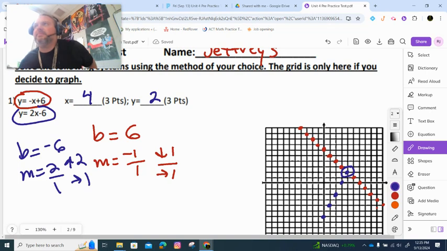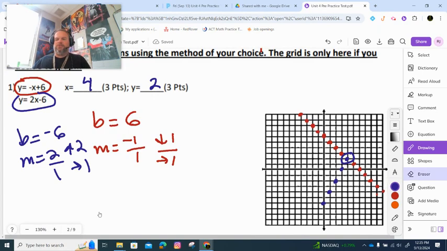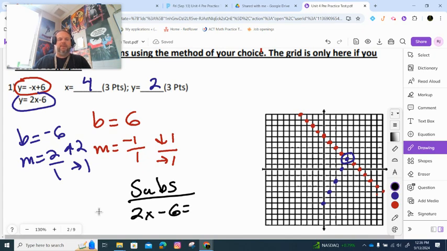Now, we checked it both ways. If you were doing substitution, you could actually set them equal to each other. Let me choose a different color. Like if you're doing substitution, you could set them up equal to each other, but you don't have to. That's if you were doing that method.